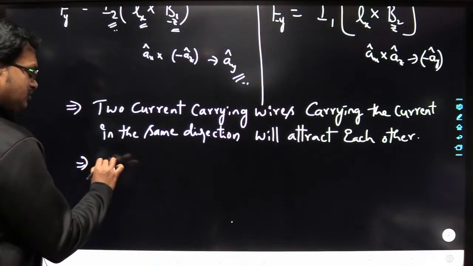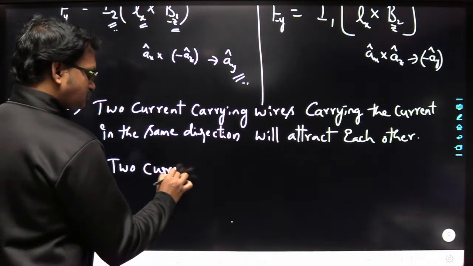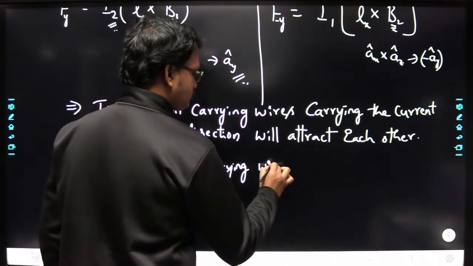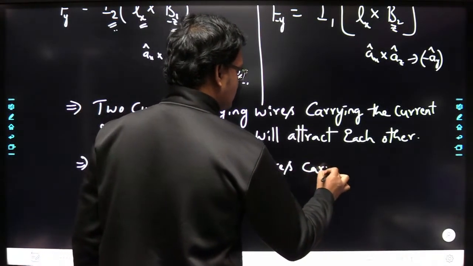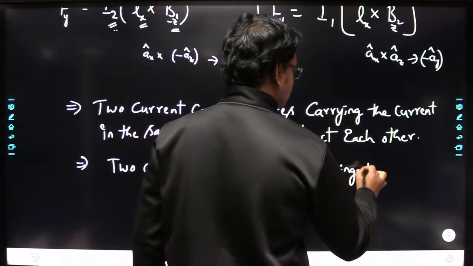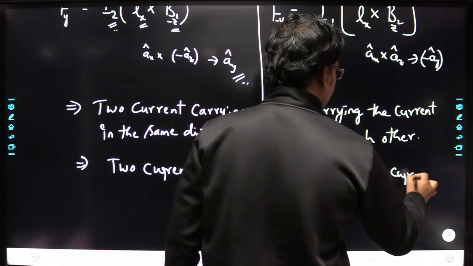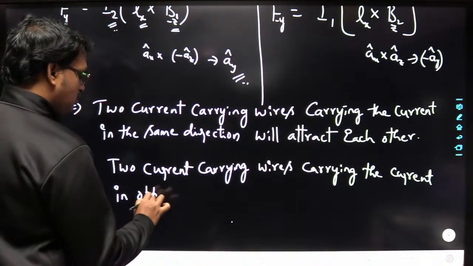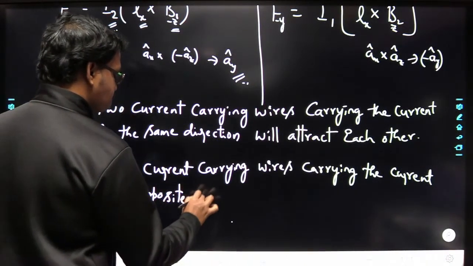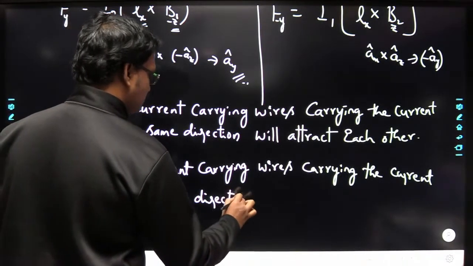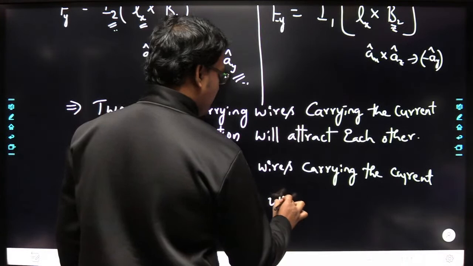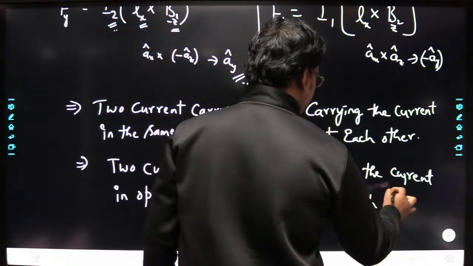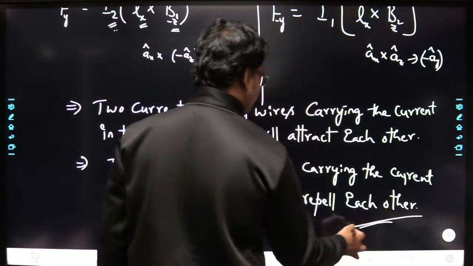Okay, so similarly, two current carrying wires carrying the current in opposite directions will repel each other. So that means the force between them is repulsive force.